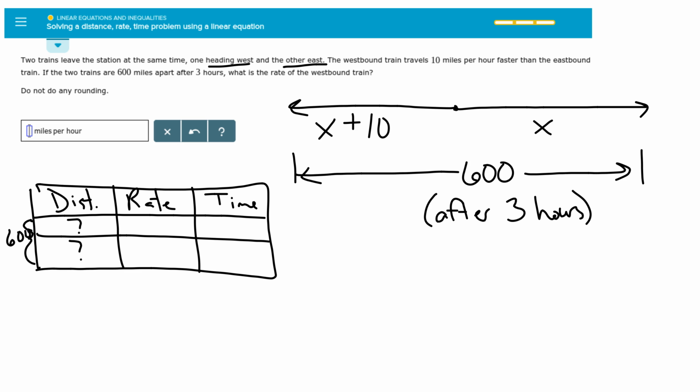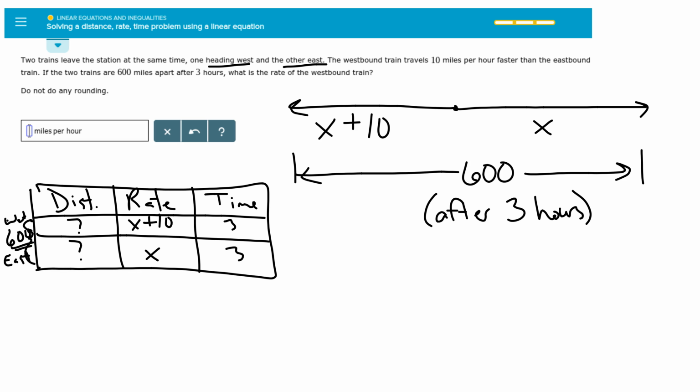The rate of the westbound train, so we'll call the top one the westbound train, was x plus 10. And the eastbound train was x. And the time for both of them was 3 hours. So they each traveled for 3 hours. The westbound train traveled x plus 10, the eastbound train traveled x, and they traveled a total of 600 miles.